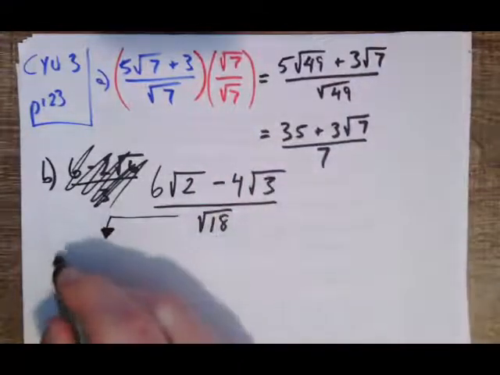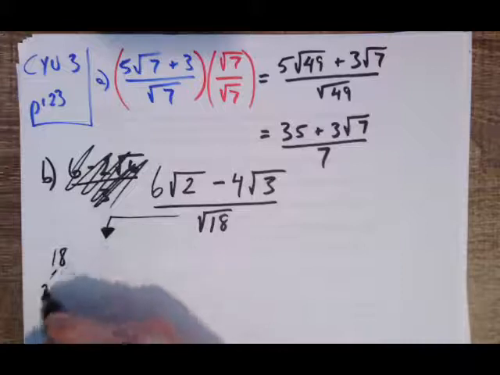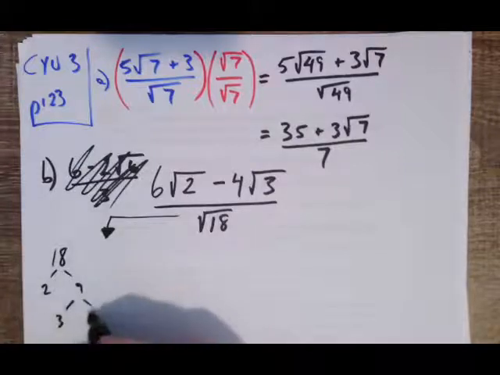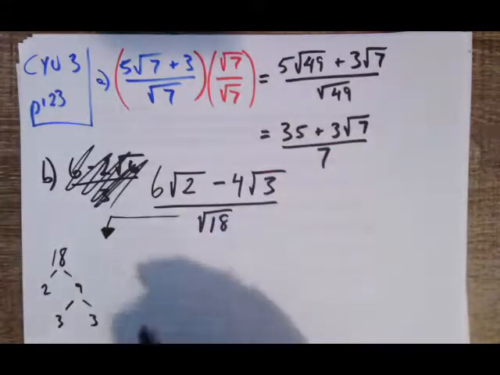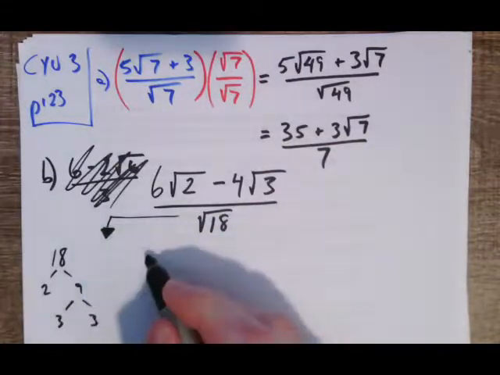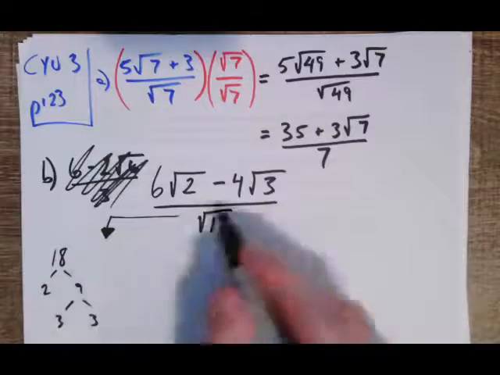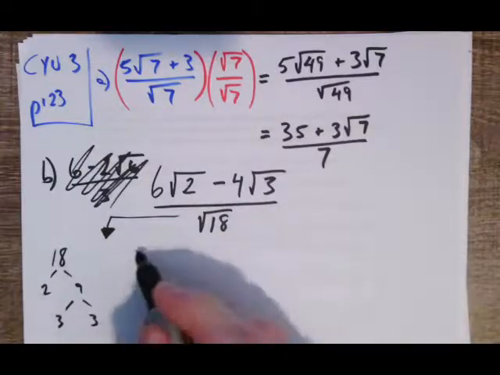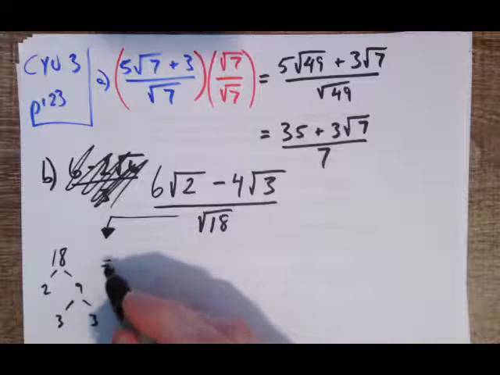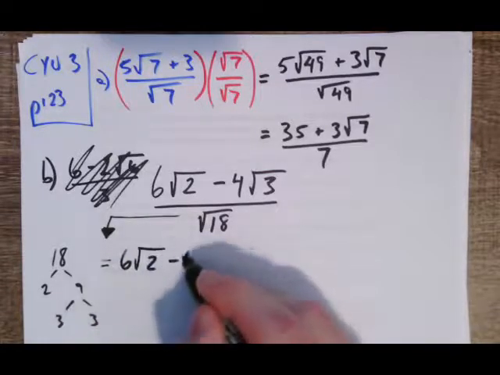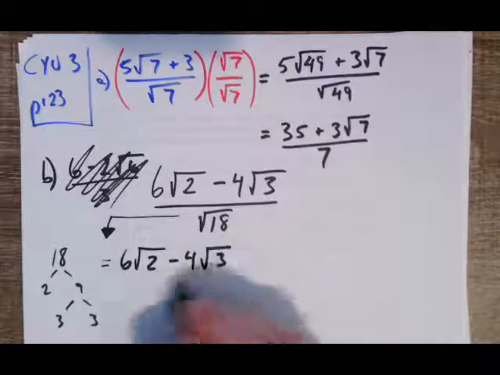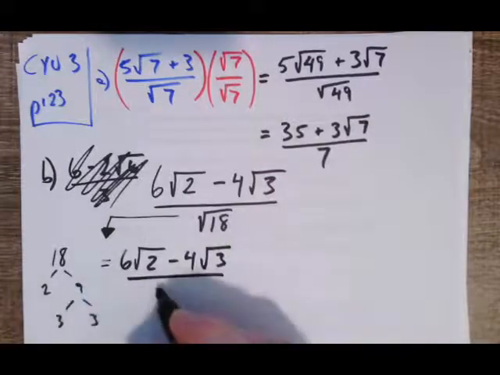All right. So root of 18, let's just look at that bad boy. So 18, 2 times 9, 3 times 3. So root 18 is 3 root 2. So if we rewrite this, I'll try and hug the left page so I can go crazy on the right later. So this equals 6 root 2 minus 4 root 3 all over 3 root 2.